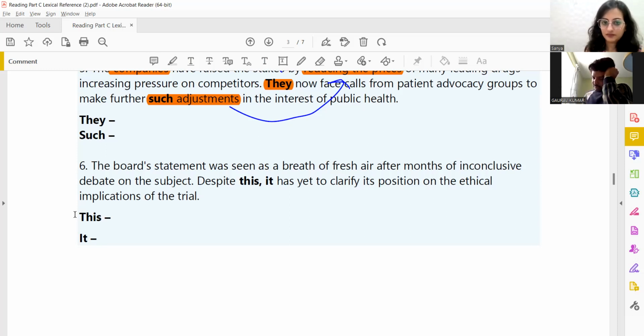I think the board statement. Yes. So the fact that the board made a statement, and also the positivity, because it was seen as a breath of fresh air. So the positivity of the board statement, but yes, you're right. And it has yet to clarify. So what do you think "it" refers to?